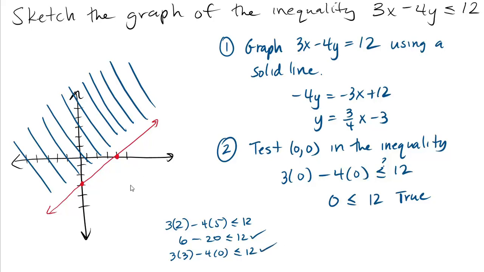And let me show you that a point on the other side doesn't work. Like for instance, I see (5, -4). Let's test (5, -4). So 3 times 5 minus 4 times negative 4. That's supposed to be less than or equal to 12. Well, that's 15 plus 16. That's not less than or equal to 12. That's false. And it shouldn't work because it's not in the shaded region.